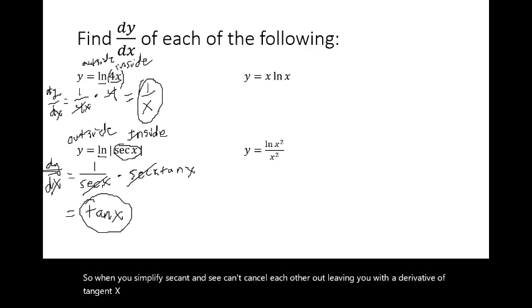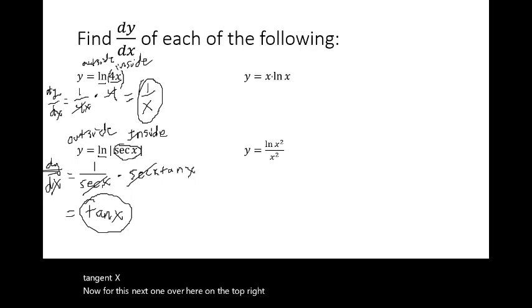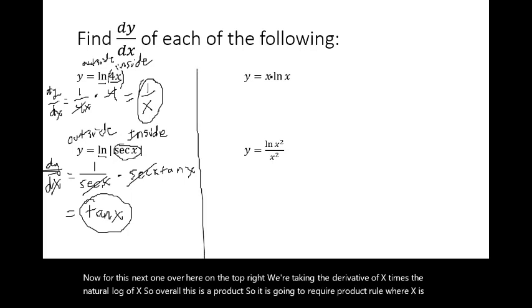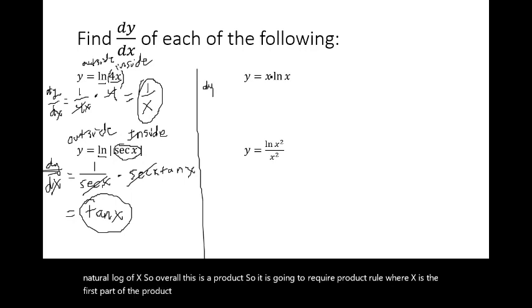Now for this next one over here on the top right, we're taking the derivative of x times the natural log of x. So overall, this is a product, so it is going to require product rule, where x is the first part of the product and natural log of x is the second part of the product.